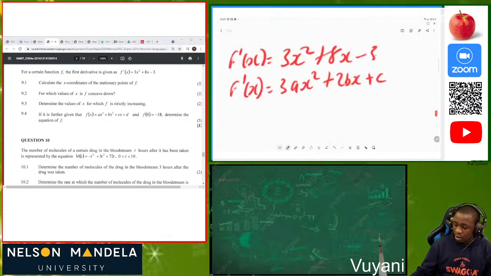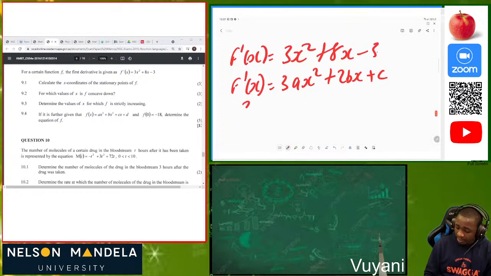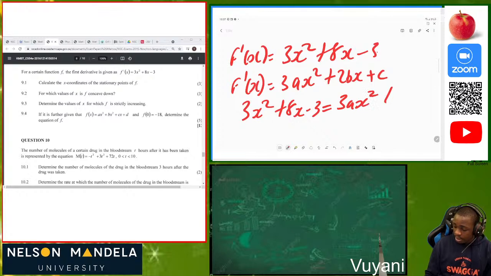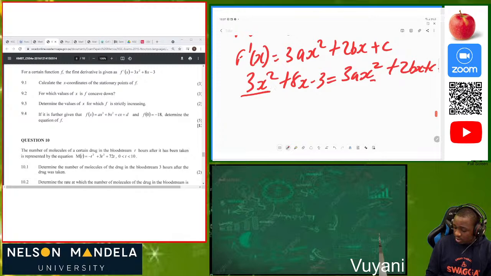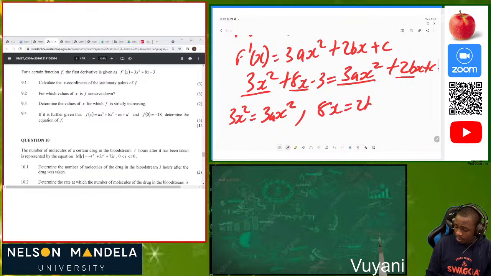Yes, plus c. So if we equate these two, we're going to end up having 3x squared plus 8x minus 3 equal to 3ax squared plus 2bx plus c. So this one and this one, they're the same, so we're just going to equate them. Then this one and this one are the same: 8x is equal to 2bx. And also this one and this one are the same: -3 is equal to c.